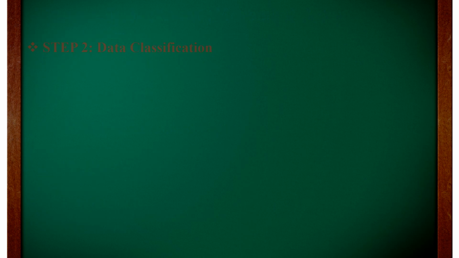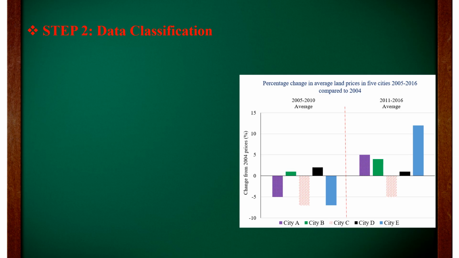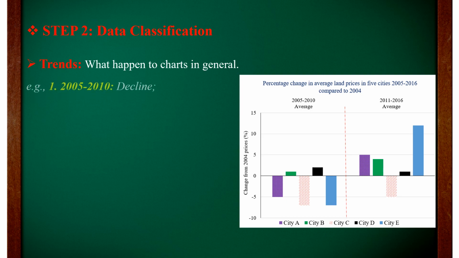Step 2, data classification. There are 3 crucial items here: trend, grouping, and exception. First of all, trend. Trend is the general image that tells the reader what happened to the chart in general. In the exercise, the trend is mostly a drop in average land price in the first period. Then for 4 in 5, prices markedly climbed.